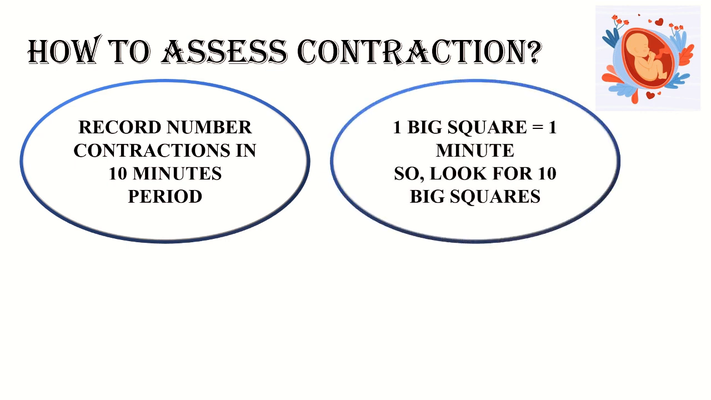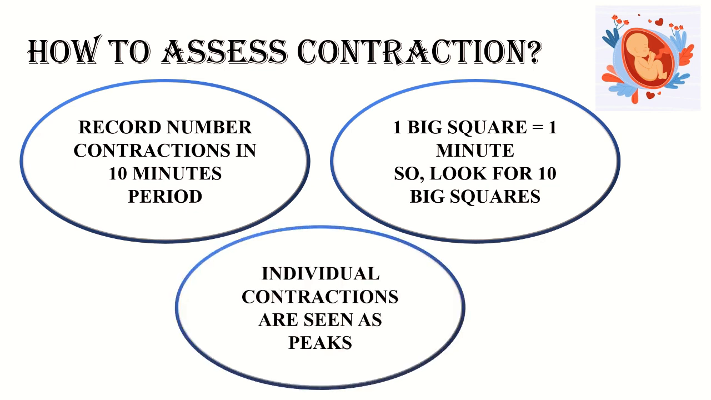Now in the graph, some boxes are there. Each big box is equivalent to 1 minute. So for 10 minutes, we need to look into 10 big boxes or 10 big squares. Then we have to identify each individual uterine contraction, which can be seen as peaks or highs in the graph line.